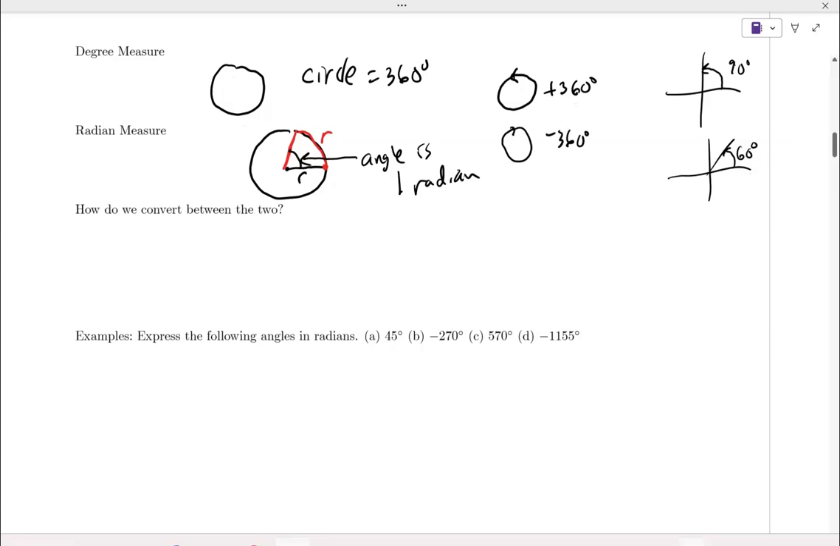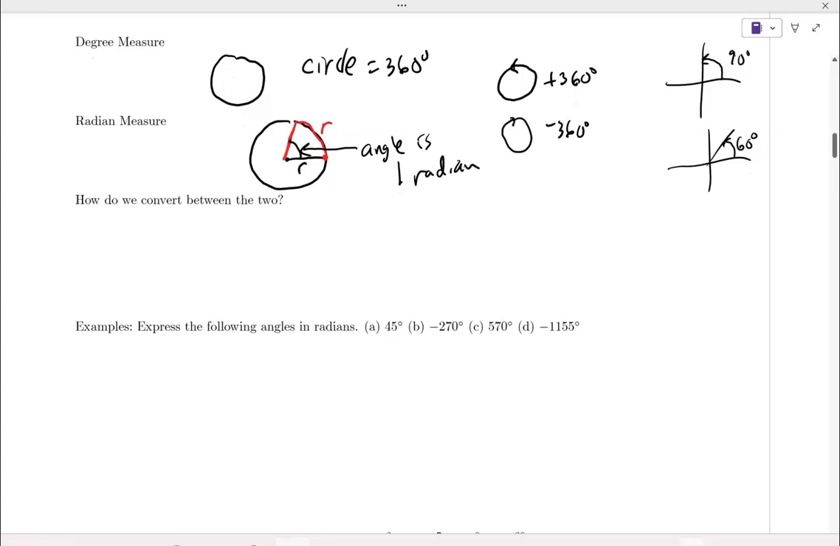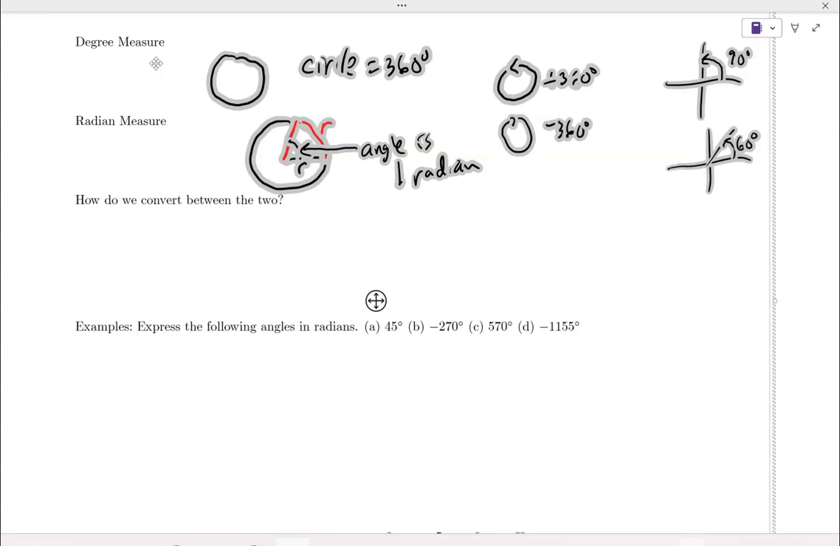All right, so one of the natural questions is, I have this new measure. What does it mean for us going forward? But also, how does it relate to the measure I've learned about before? Like I said, you all, I'm sure, have done degree measure, maybe not radian measure. So how does that relate between the two? Well, let's think about a kind of easy conversion, if you will. We already said that all the way around the circle was 360 degrees, right?